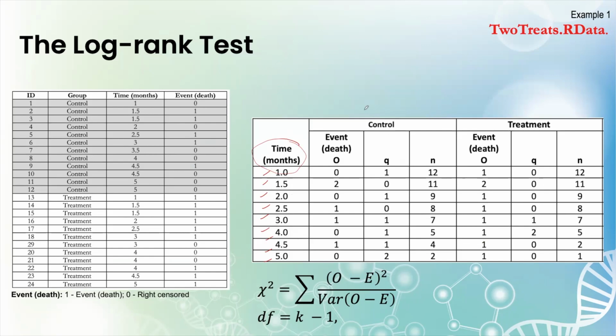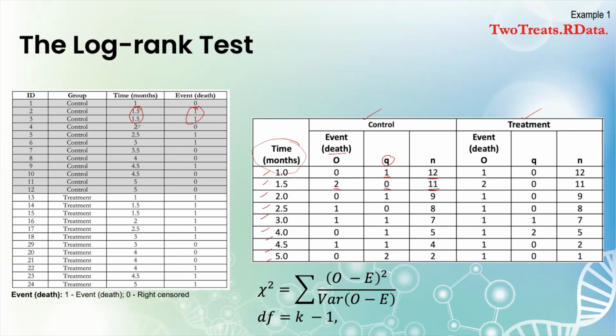Now, we have to list down in the control and the treatment group the observed outcome. O means death occurred while Q means censored. Okay? So after 1 month in the control group, this is censored, meaning the event did not occur. That's why this is 1 out of the 12 patients in the control group. So this one was censored, leaving 11 patients, in which next is after 1.5 months, 2 patients died in the control group. That's why this is 2, and no patient is right censored.